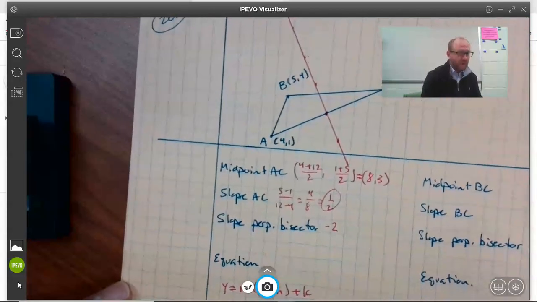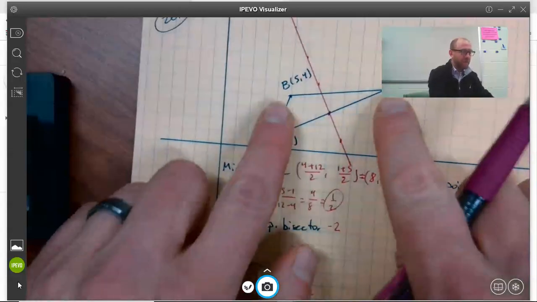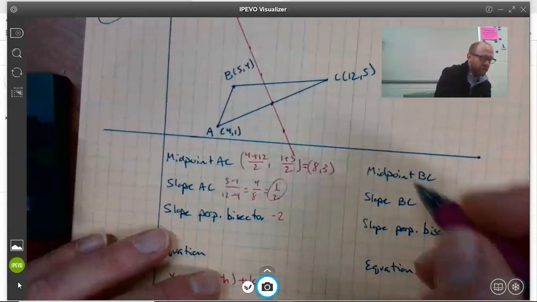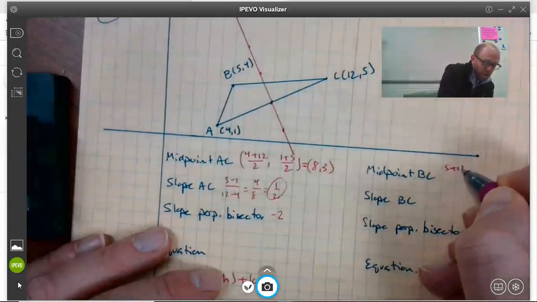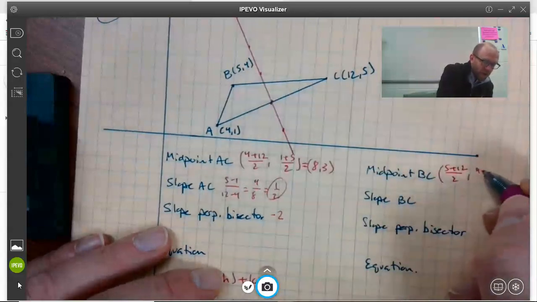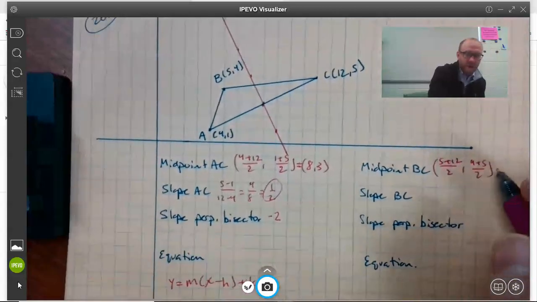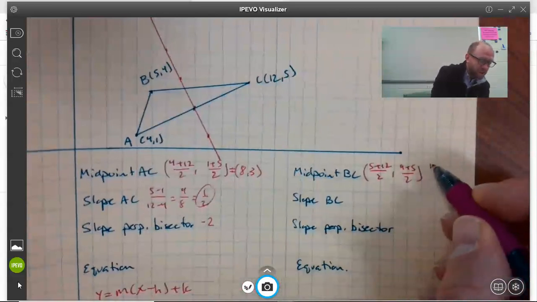Okay. Next, we're going to find the perpendicular bisector of this segment. It's going to be a little bit more difficult. So the midpoint is, let's see, 5 plus 12 over 2, 4 plus 5 over 2, and that's going to turn out to be, let's see, 5 plus 12 is 17 over 2.